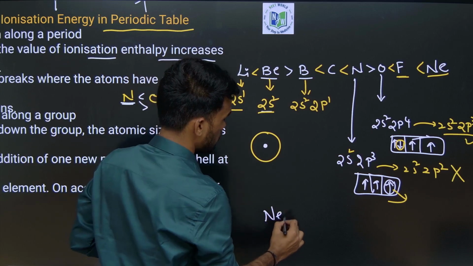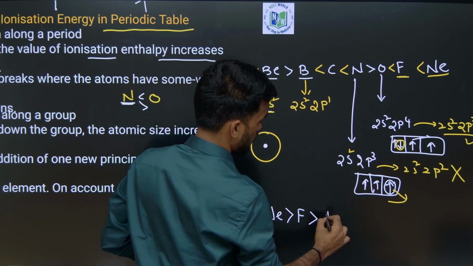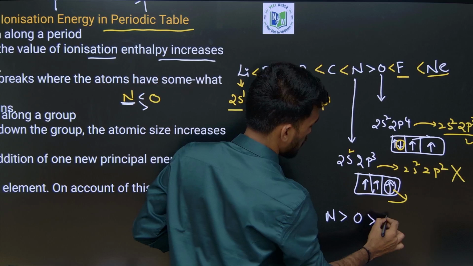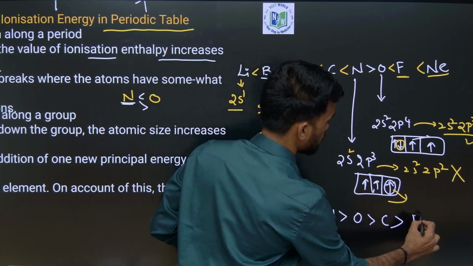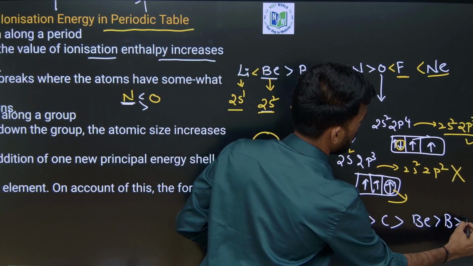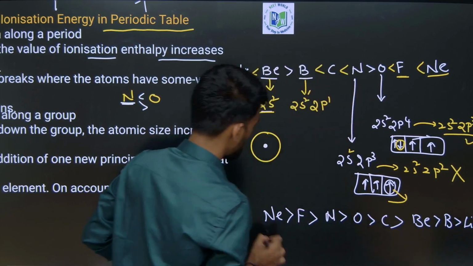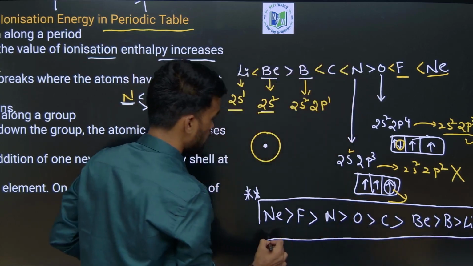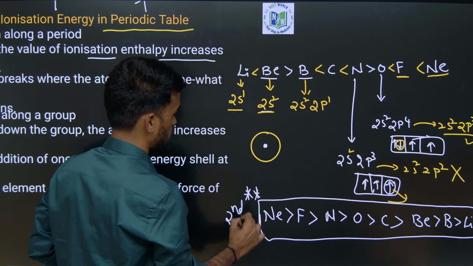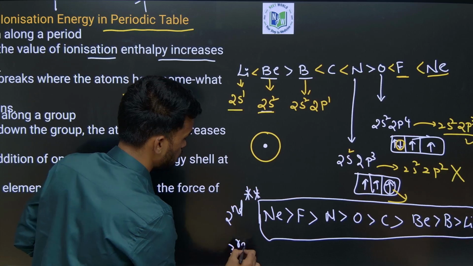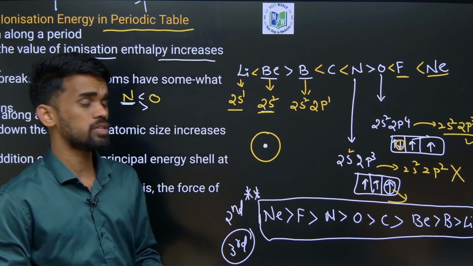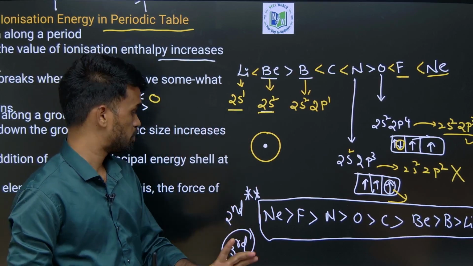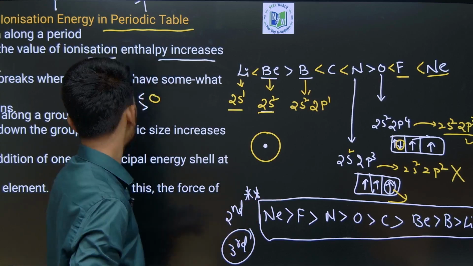Just write neon, next fluorine, next nitrogen, then oxygen, then carbon, then beryllium, next boron, and the least is lithium. So this order you should remember. This order is very, very important. Similarly, this is for second period elements, so I am giving it as homework for third period elements because these are common, traditional questions from this particular concept, second period, third period elements, ionization energies. Okay.